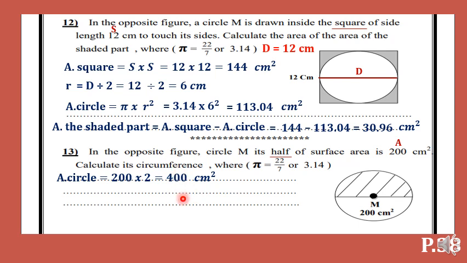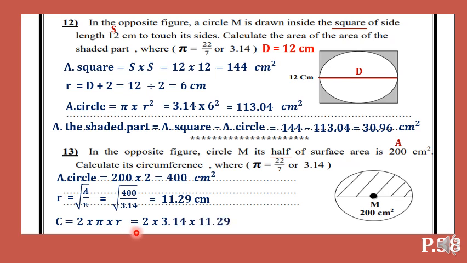First, I'm going to find the radius. R equals square root of area over pi, which equals square root of 400 over 3.14 equals 11.29 centimeters. Now we found the radius, so I can find the circumference from this radius. C equals 2 times pi times r equals 2 times 3.14 times 11.29 equals 70.90 centimeters.